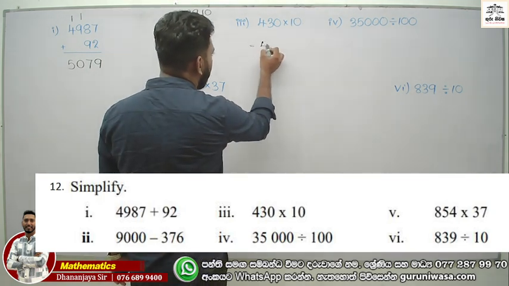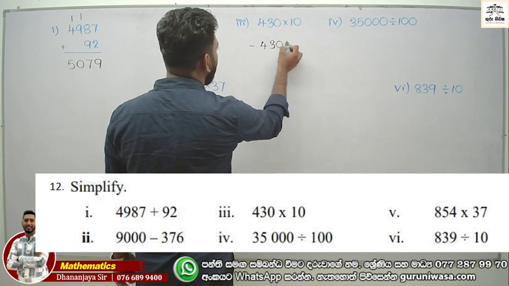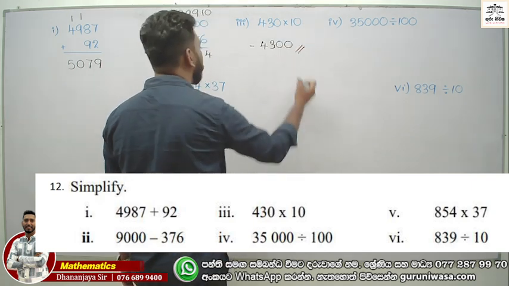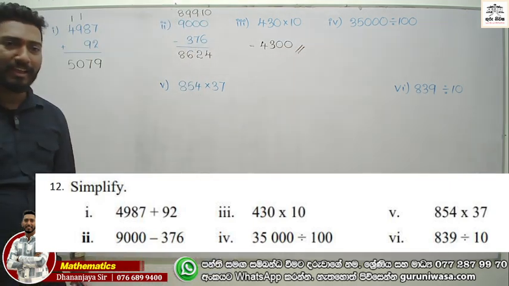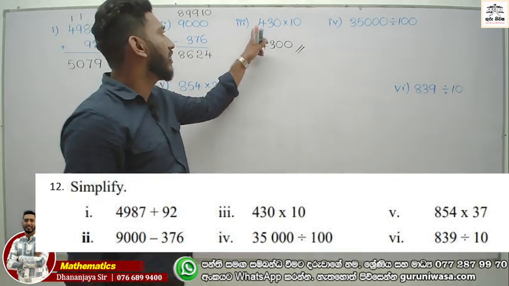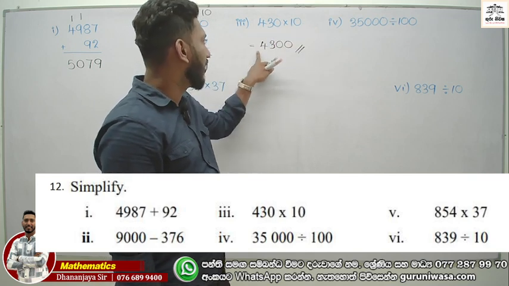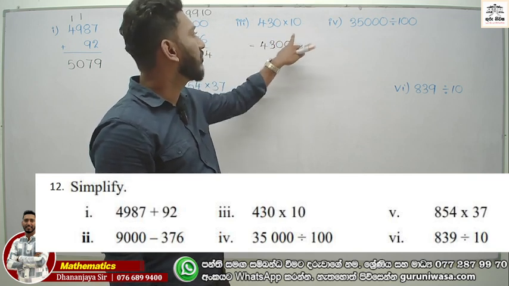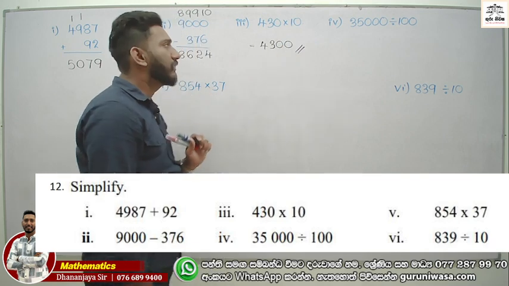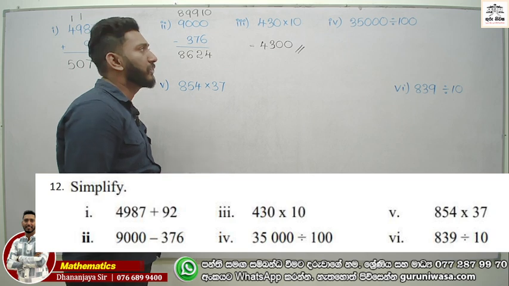Next one. And you know multiplying by 10. You can write the same number, 430, and add 0 as the last digit. Multiplying by 10 is very easy. 430 multiplied by 10, you write 430 and add 0 as the last digit. Adding a 0 at the end makes it very easy.